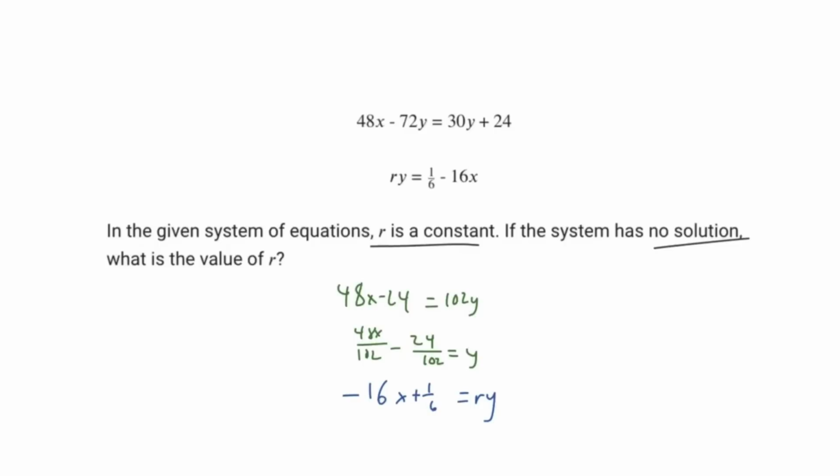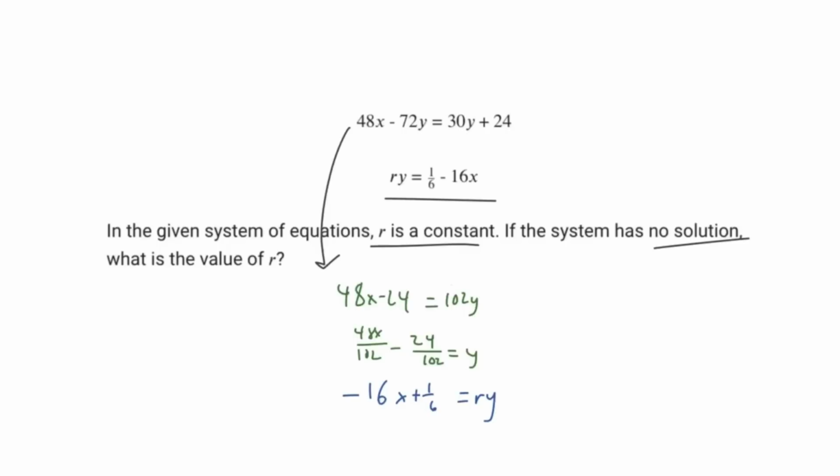So I already did some of the work here because writing with a mouse is very hard. We just arrange the top equation into slope-intercept form. So we get Y equals 48x over 102 minus 24 over 102. And we compare that to the other equation, which is stated, Ry equals 16 minus 16x.